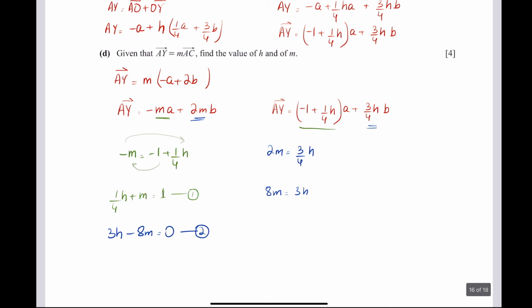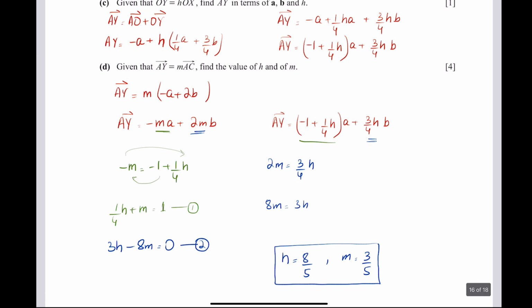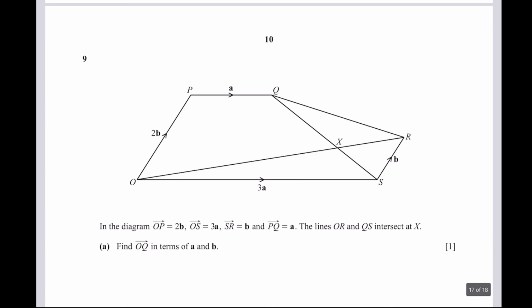1 divided by 4, the coefficient of h, 1 and 1, 3 minus 8 and 0. So here's what you end up with. h equals 8 upon 5, which is the correct answer, and m equals 3 upon 5, which is also the correct answer. So there you go. That's it. That's your answer. Now as always, take a good look at it. Let me know if you have any questions.